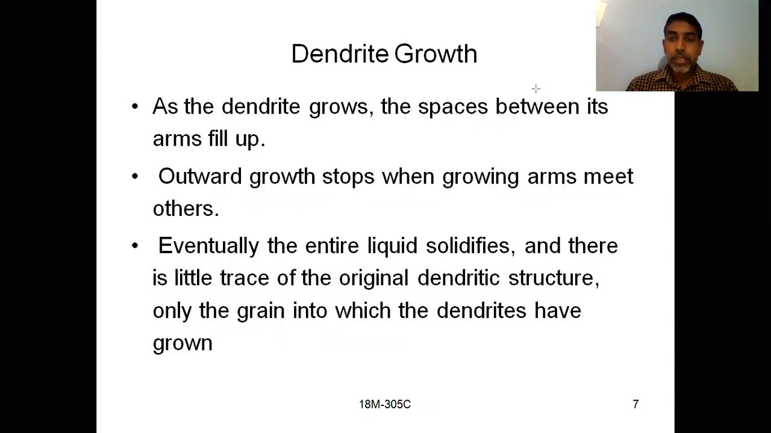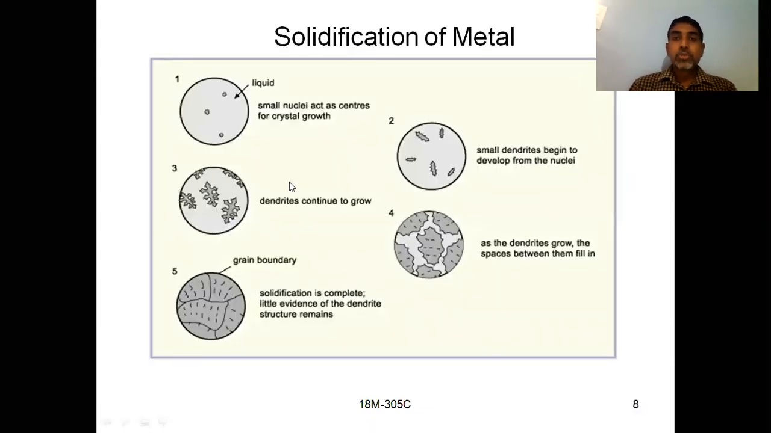And if you see the next slide, see this one. Solidification of metal is very important. These 5 steps, I will explain. If you see here, this is step number 1. So what is happening in step number 1?